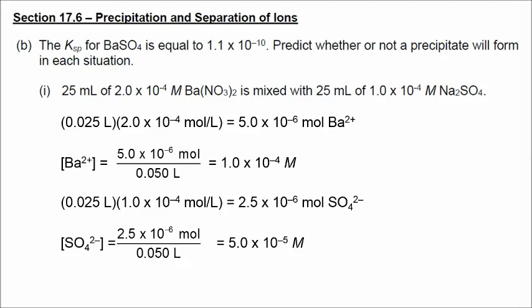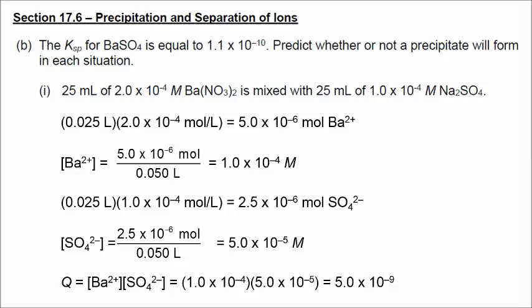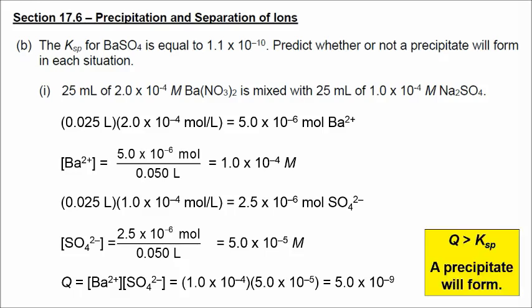We now know the concentration of barium and sulfate in our final solution, but is a precipitate going to form? Let's plug these numbers into the KSP expression. We call this Q because we don't know if a precipitate is going to form or not. When we do this math, we get 5 times 10 to the negative 9, which is greater than the value of KSP, so yes, a precipitate will form.